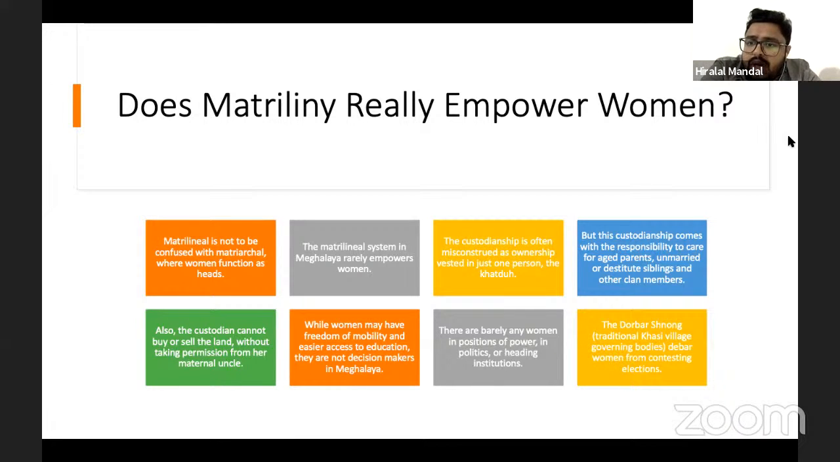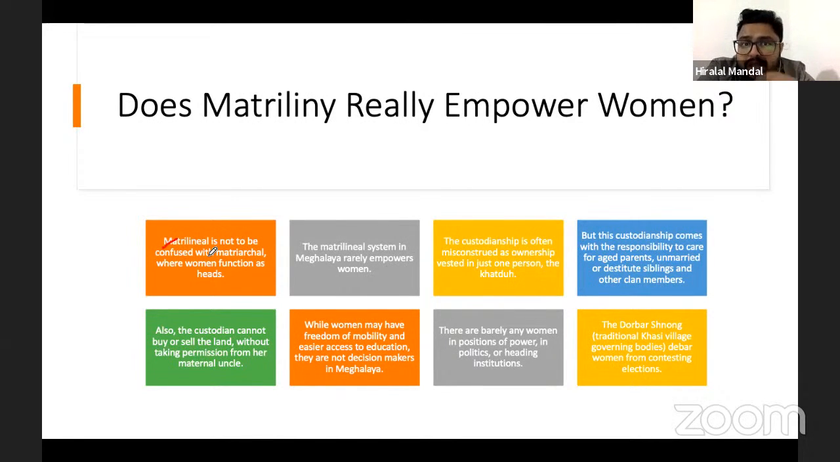Okay, if you look at what we have talked about, the matrilineal and the kind of practices and customs that are generally found among the tribes, it means that the women's situation might be a better situation from the discussion that we can see. But in reality, it doesn't happen like that. It doesn't translate into empowering the women there. Now, here we need to understand the matrilineal is not to be confused with the matriarchal.